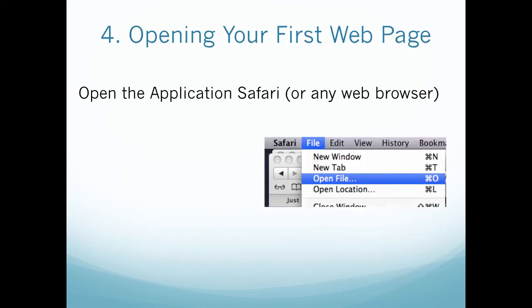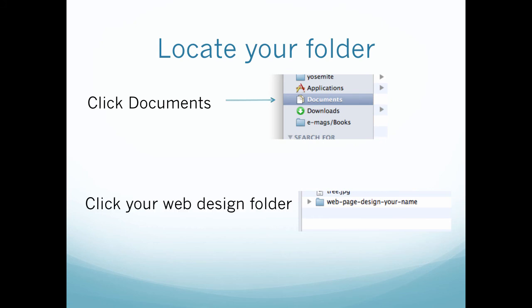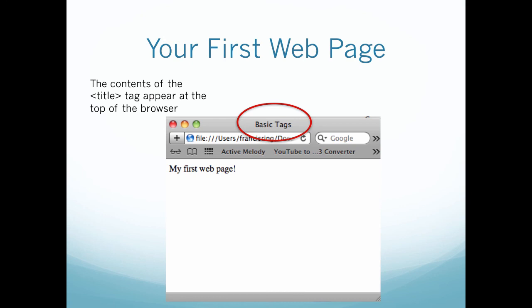Okay, now opening your first web page. Open the application Safari or any other web browser. We're going to use Safari in this class. Do File, Open File. Locate your folder. So now, at the left-hand side of your screen, click on Documents and click on the folder you just created in the last step called Web Page Design and the one with your name on it. Open your file. Click the basic tags.html file, and this is your first web page. This is what you should have in your Safari browser.